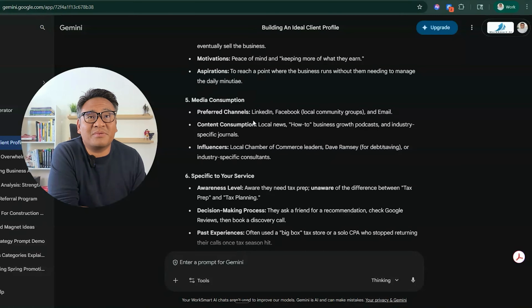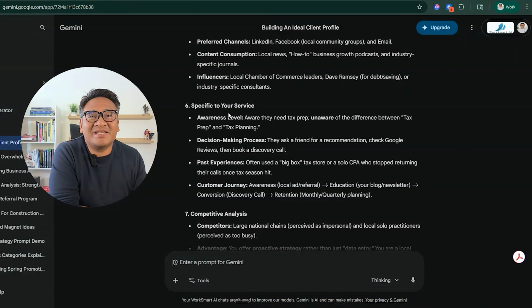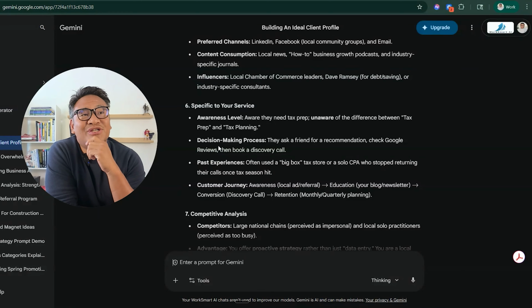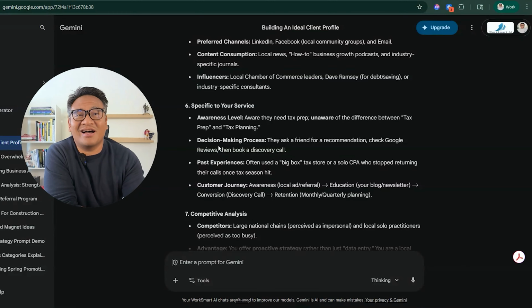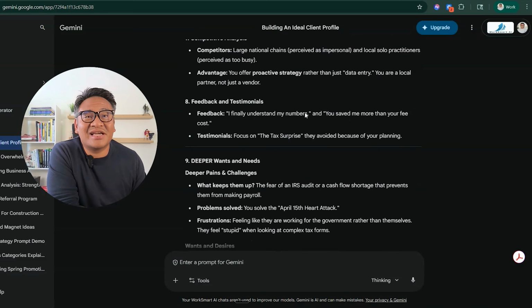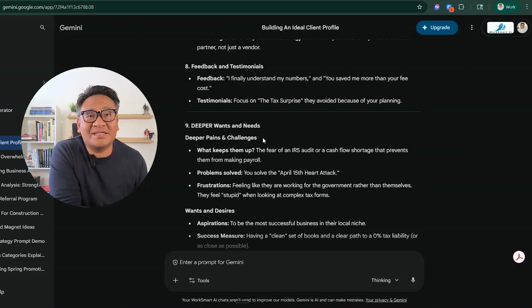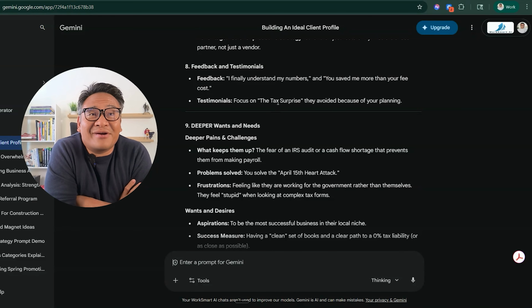Media consumption: their preferred channels are LinkedIn, Facebook, and email. Is that true to you? Specific to your service, the decision-making process: they ask a friend for a recommendation, then check Google reviews, and then book a call. That's pretty good. Let's look at deeper wants and needs, deeper pains and challenges. What keeps them up? The fear of an IRS audit or a cash flow shortage that prevents them from making payroll. That's spot on for me.